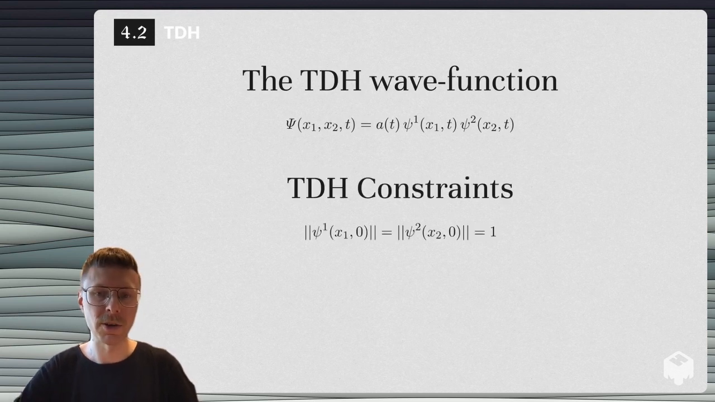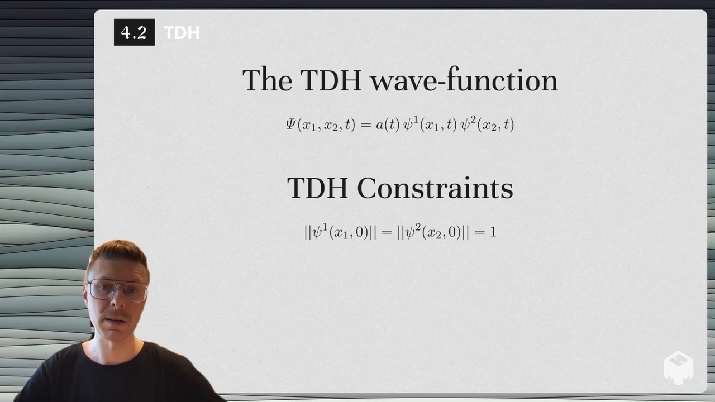So one constraint that we're going to impose on this method is that we normalize these single particle functions, psi1, psi2. And then of course that forces A to also be normalized if we want the whole wave function to be, which we do. So A is a phase.